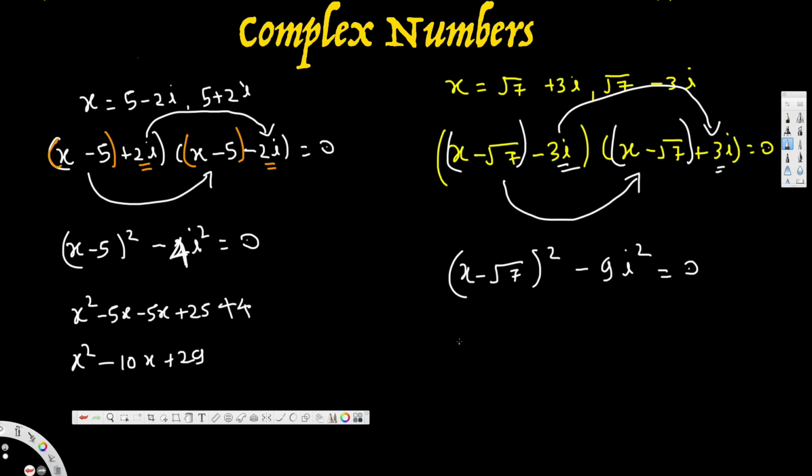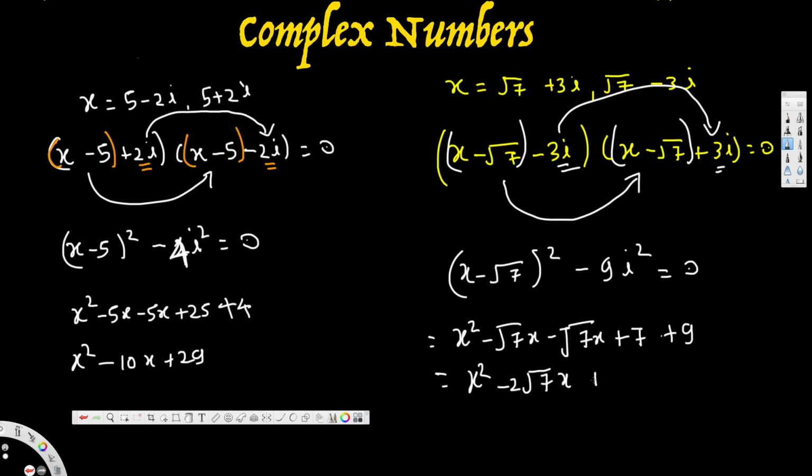And again if you expand this one, this is going to be x square negative square root of 7x negative square root of 7x, and then we are going to get square root of 49, that's equivalent to 7, and then minus the i square is minus 1, so minus 1 times minus 9 plus 9. And if we simplify this one, we are going to get x square minus square root of 7x minus square root of 7x, that's minus 2 square root of 7x, and then 7 plus 9, we are going to get 16, and that's our final answer.